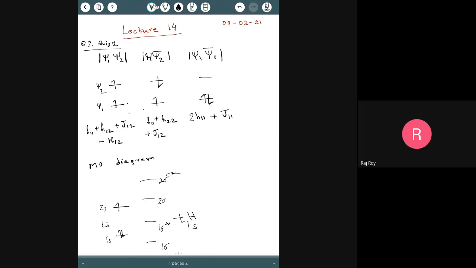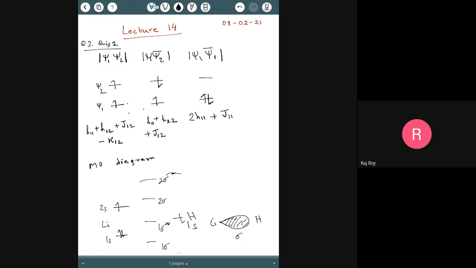How come you have not done this? I haven't done the sigma and pi thing, ma'am. You know what? When you have a sigma orbital, that is basically symmetric around the bond axis. So if you have an Li here and an H here, then an orbital which looks like this is symmetric about the bond axis. Those are the sigma orbitals.